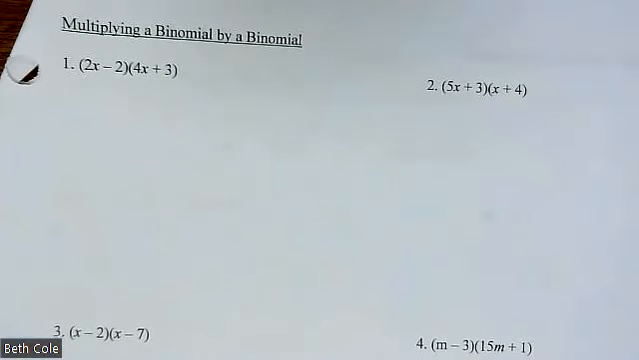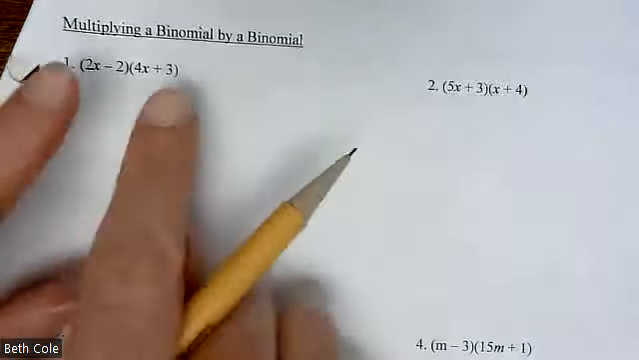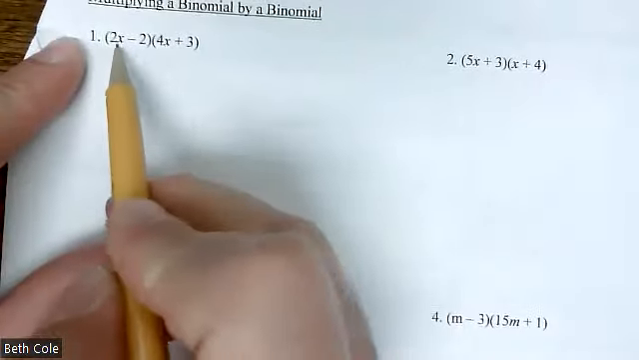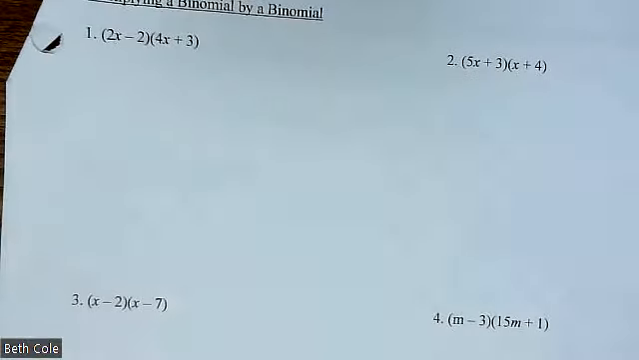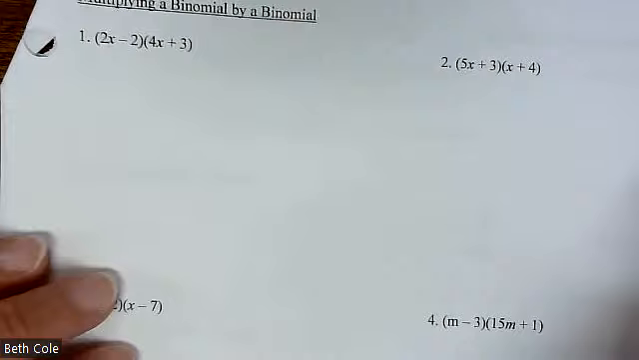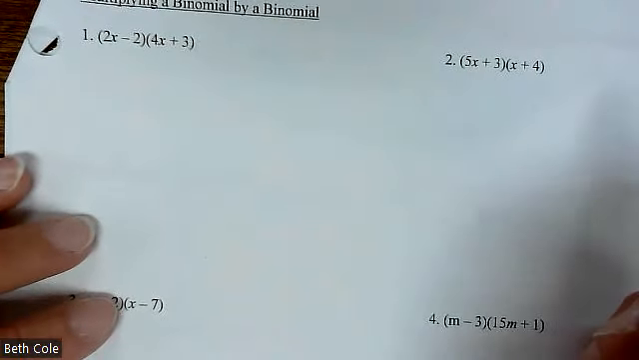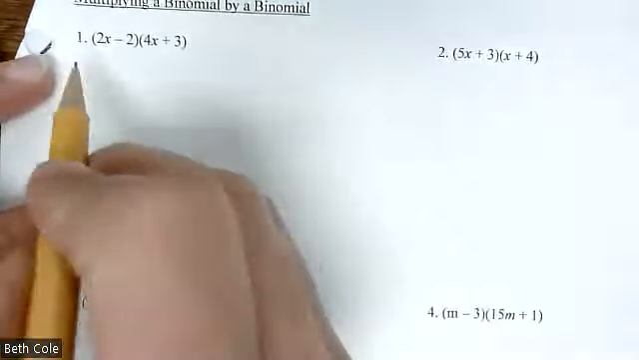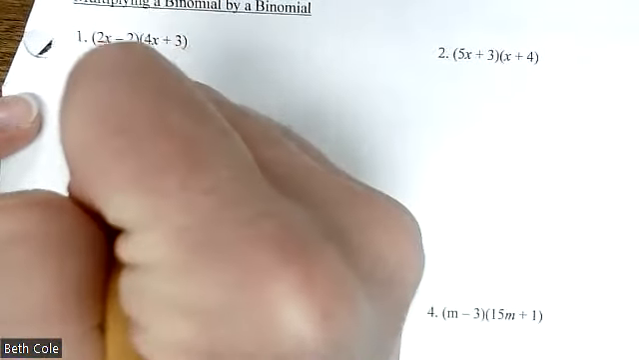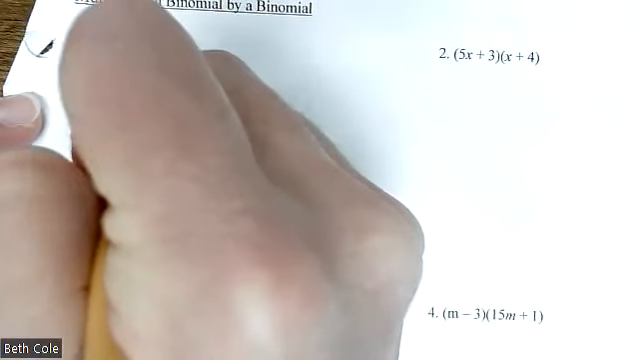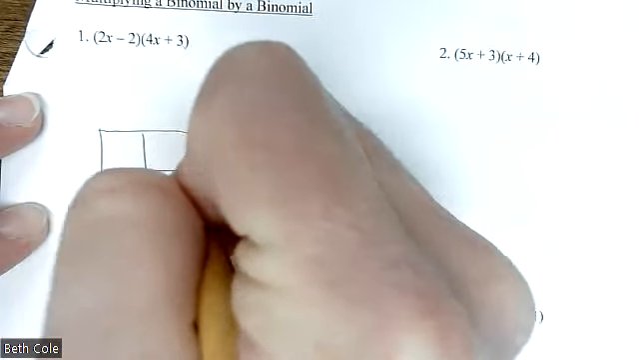Now we're going to do multiplying. So this page is a binomial by a binomial. Bi means 2, so it's 2 by 2. Do you see how there are 2 terms in this parenthesis and 2 terms in this parenthesis? You have to notice that before you do anything else. Stop that. When you see that, what you want to do is draw a 2 by 2 box.